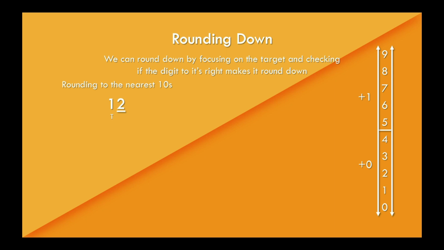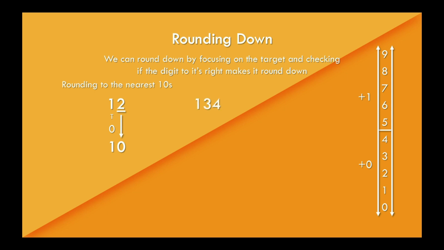Now for 12, we need to locate the tens place. The tens place is where the 1 is. So when we find it, we need to look at the digit immediately to its right, which is the 2. Now looking at the chart, we see the 2 rounds down. So that means that 2 and any numbers to the right become 0, and the 1 and any other digits on the left side remain the same, giving a final answer of 10. Let's do a few more examples to solidify how rounding down works.